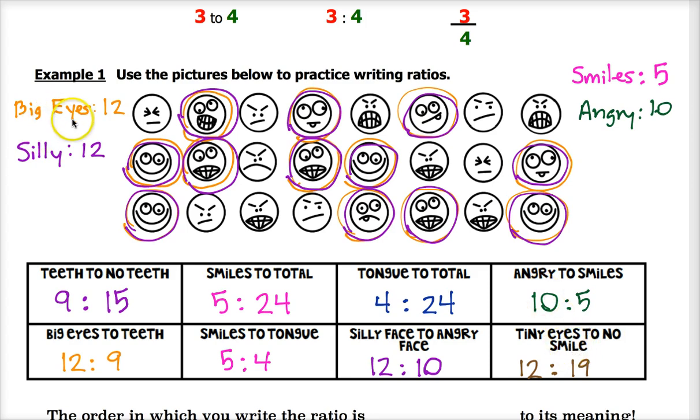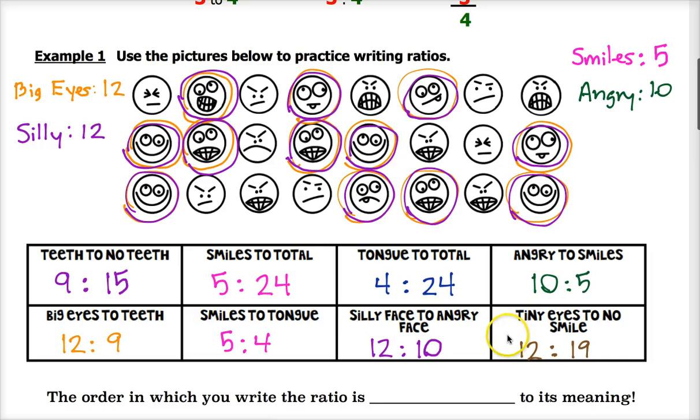Well, if there are 12 big eye faces, then there's 12 tiny eye faces. And then if there are 5 smiling faces, there are 19 non-smiling faces. So I said that ratio is 12 to 19. Again, yours may be a little bit different depending on your interpretation of the faces, but overall, as long as you understand how to write the ratios here, you should be okay.